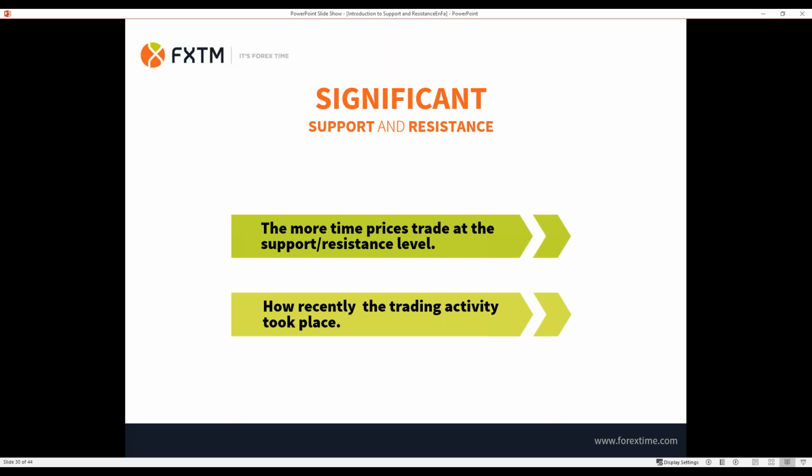And the next question is how to mark a support in an uptrend and a resistance in a downtrend. So this is what we explained in the beginning. Support is a bottom, resistance is a top. Very good. Let's go on.